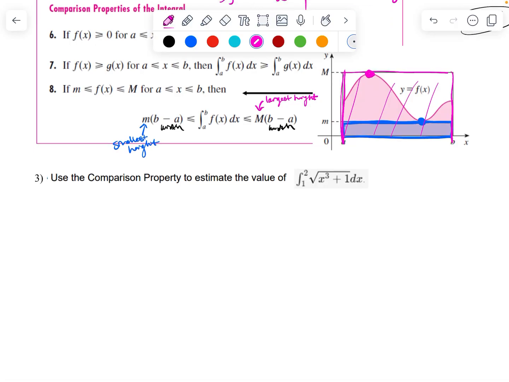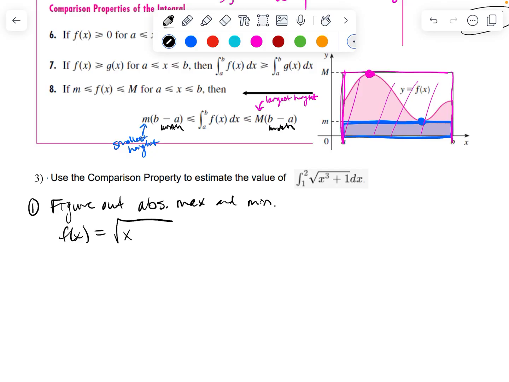So what you do first for the comparison property to estimate the value is figure out your absolute max and min. So you let your f of x equal whatever your equation is in the integral, because that's what the graph is going to be of, and then you're going to find the area underneath it. That's what the integral's for.